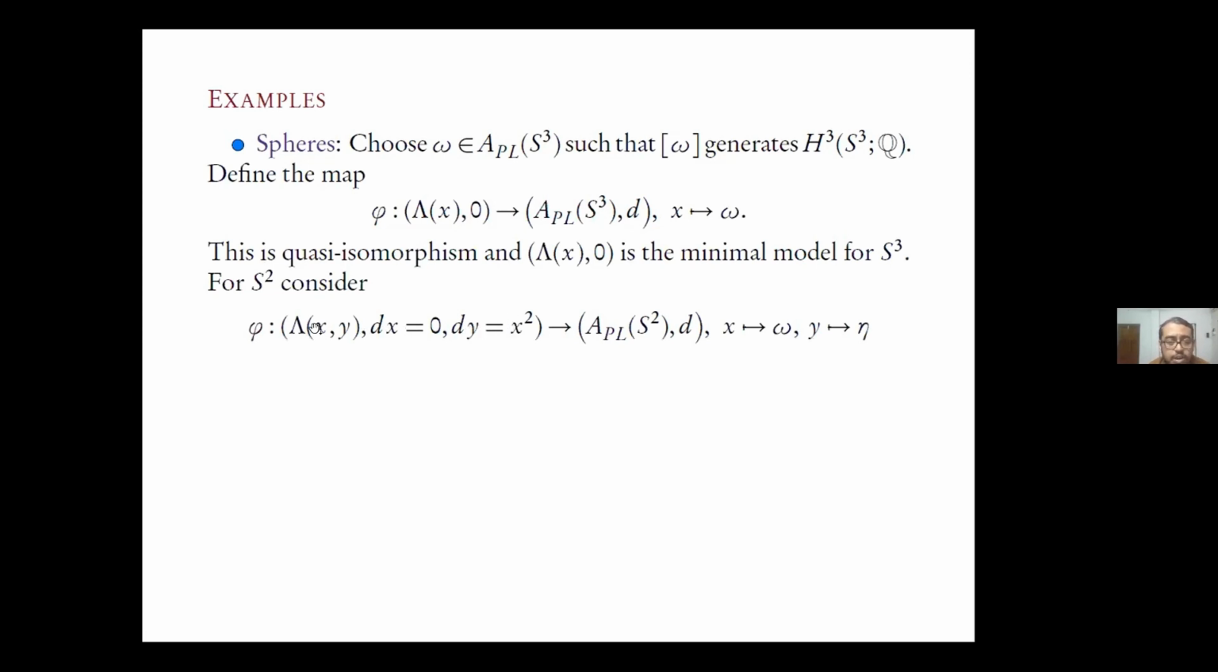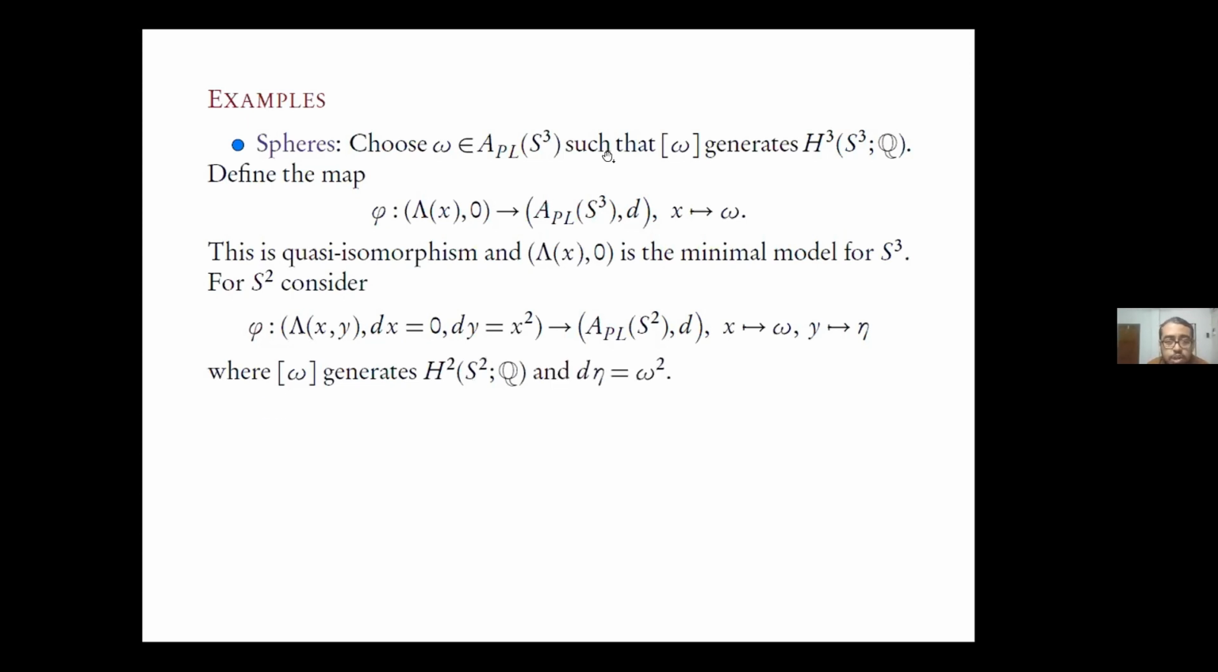And the reason is because x is in degree 2. So x square is not 0. It's because graded commutative says x square is x square. So I have to kill that because there is no cohomology in degree 4. And to do that, you have to introduce a y. And it's the same setup. You choose an omega, which generates the second cohomology of S2. Choose a y. You have to choose an eta, whose d will be omega square in the APL model, and that's it. Okay.